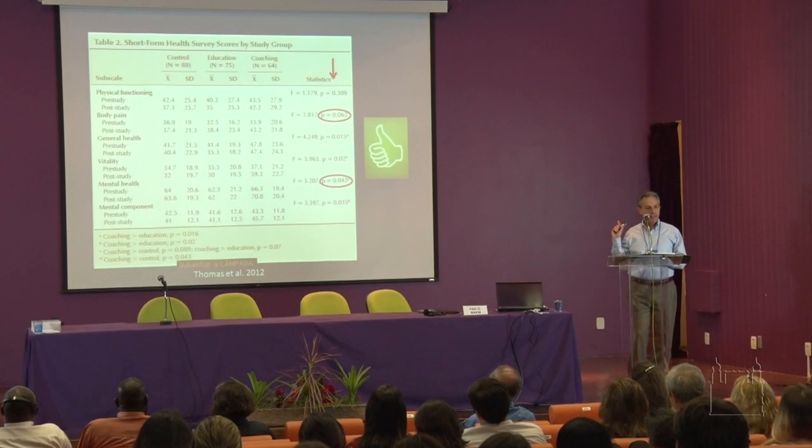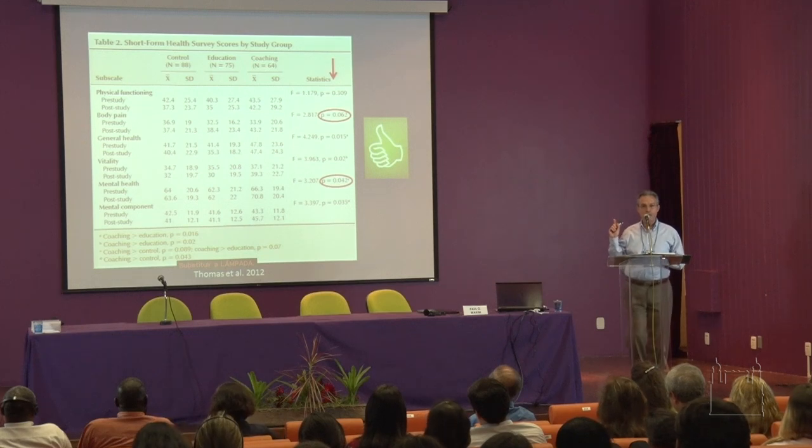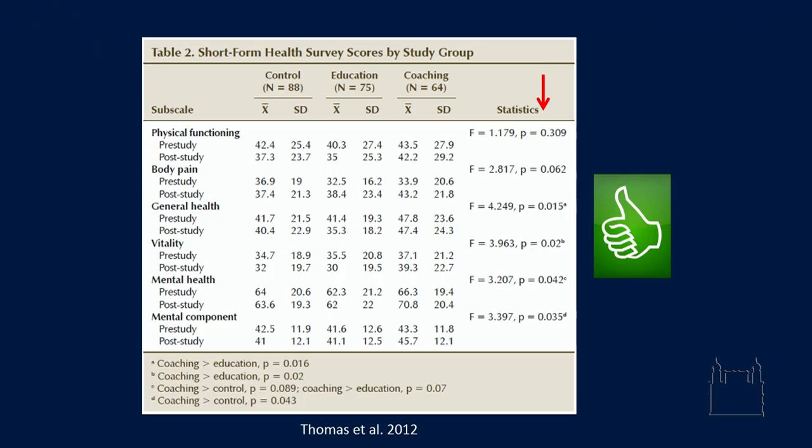Do you see something? What are the two circles? Why am I highlighting those? I want feedback. Why am I highlighting those?